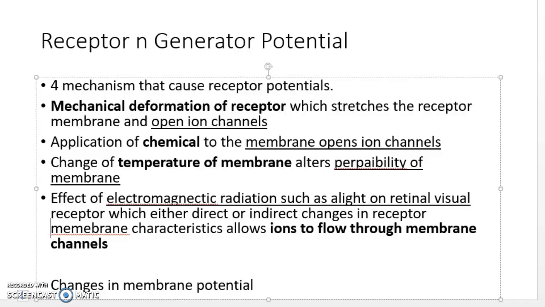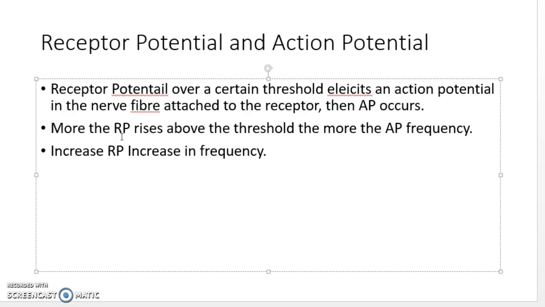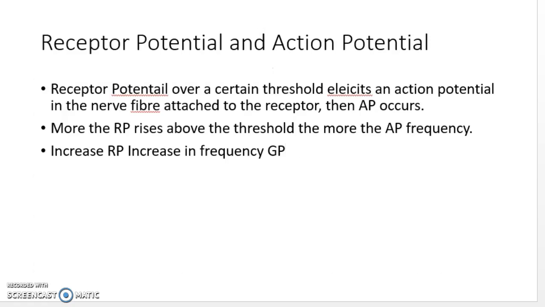And now, what's the relationship between the receptor potential and the generator potential? When the receptor potential rises above the threshold, it generates generator potentials, which keep going, and action potentials occur in the nerve fibers attached to the surface. The stronger the receptor potential, the higher the frequency of generator potentials. Generator potentials are basically action potentials, nothing too fancy over here.